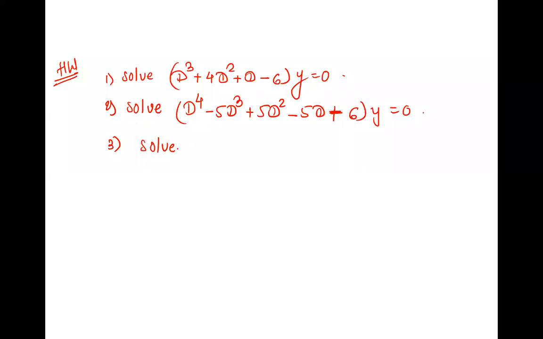Solve: D raised to 4 plus 2d square plus 1 y is equal to 0. Okay, these are enough, I guess. Write them and try them.